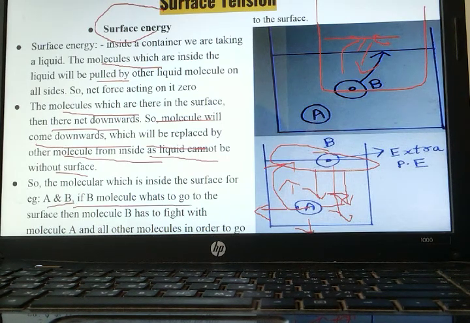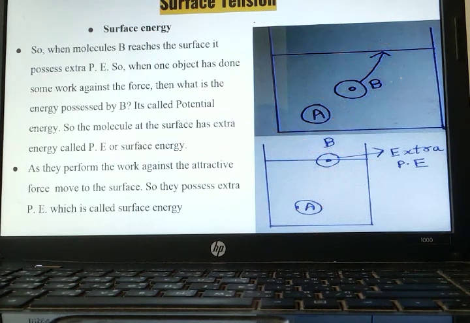Take for example these two molecules, A and B, close to each other. As soon as molecule B has to go upwards, it has to fight with all the molecules present over here. Molecule B को क्या करना पड़ेगा? Fight करना पड़ेगा, लड़ना पड़ेगा for moving to the surface. By doing that, what will molecule B gain? Extra potential energy. As soon as molecule B comes over here, it will have extra potential energy.